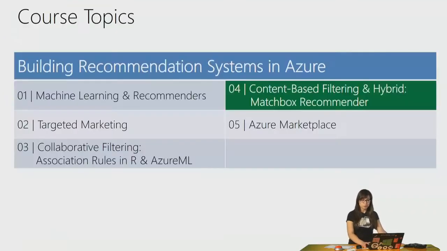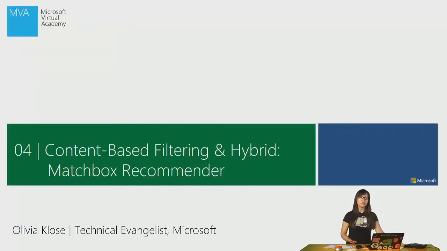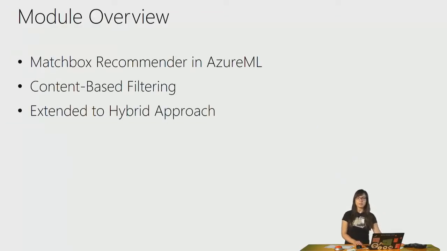This is now the fourth module, called Content-Based Filtering and Hybrid Matchbox Recommender. What we are actually going to do in this module is tackle the second main approach in recommender engines, called content-based filtering, and then apply this in Azure Machine Learning in an experiment. For this, we are using the module called Matchbox Recommender, and later on we are extending the content-based filtering approach to a hybrid approach, meaning using content-based filtering and collaborative filtering in one experiment.